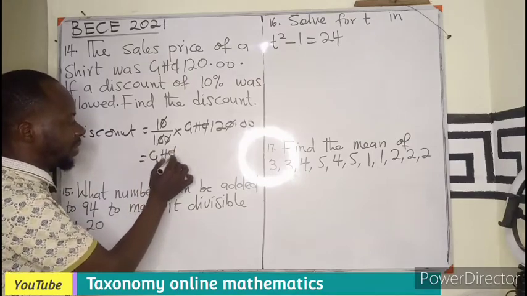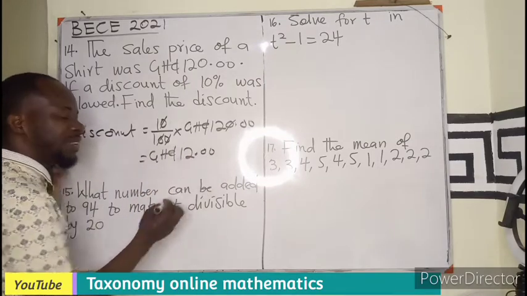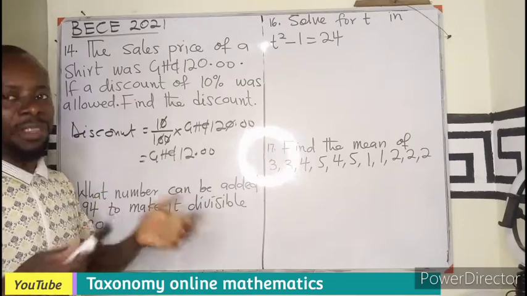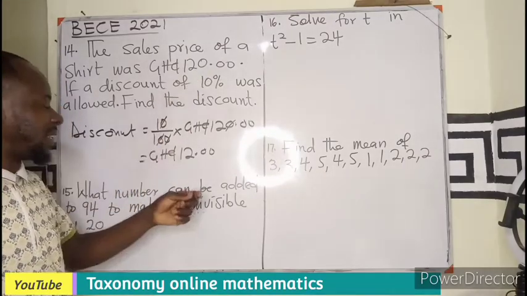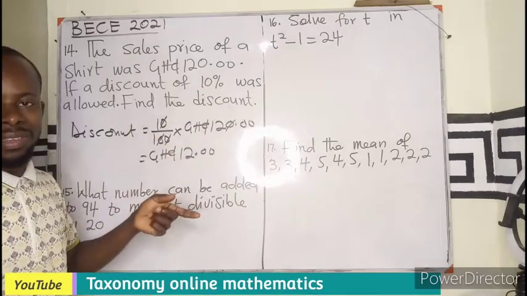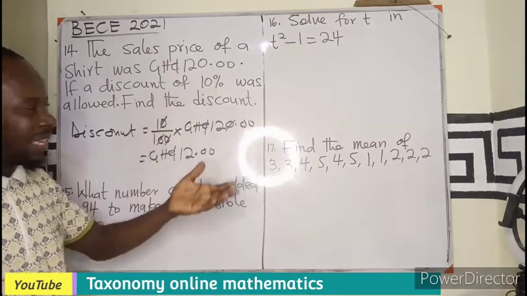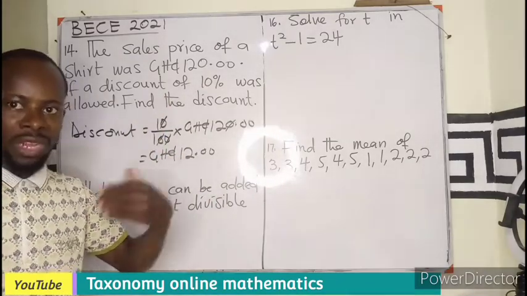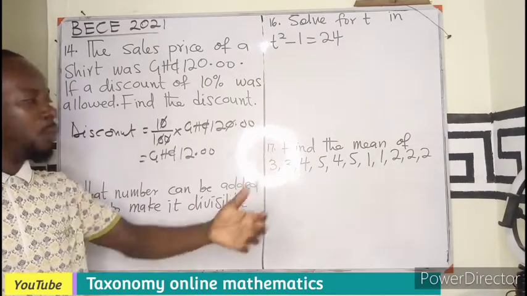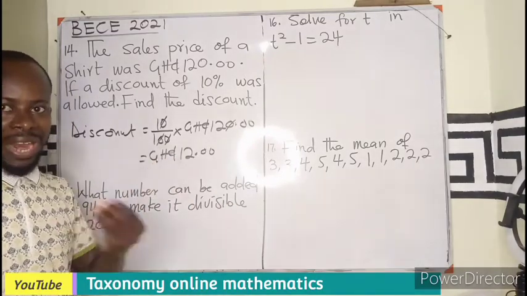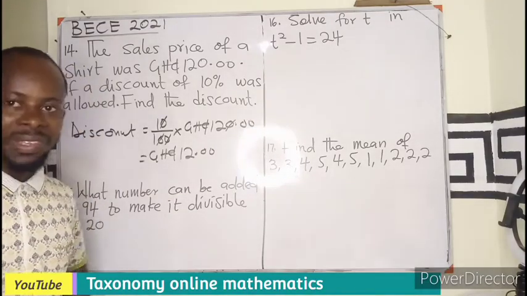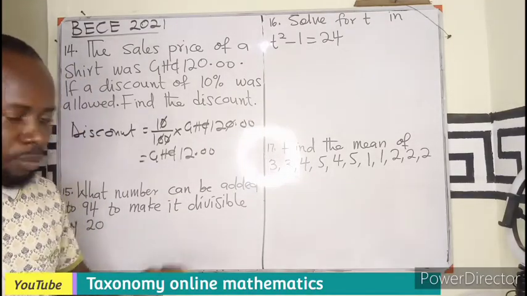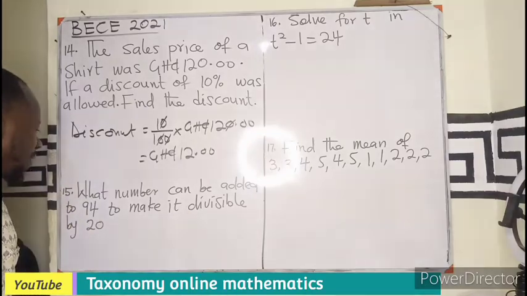So I'm left with 1 over 1 times 12. That simply means that 12 Ghana cedis will be the reduction in price, meaning the dress will be sold at 120 Ghana cedis minus 12 Ghana cedis. That will have been 118 Ghana cedis as the cost of the dress, but you will be walking home with 12 cedis as a reduction in the price. So the answer will have been C on the question paper, possible answer C.